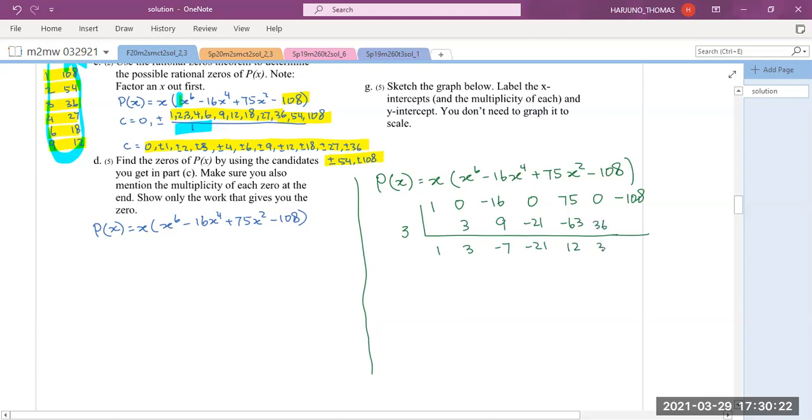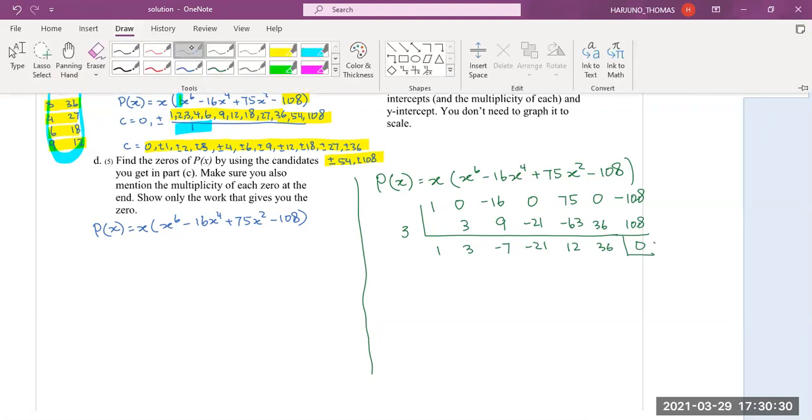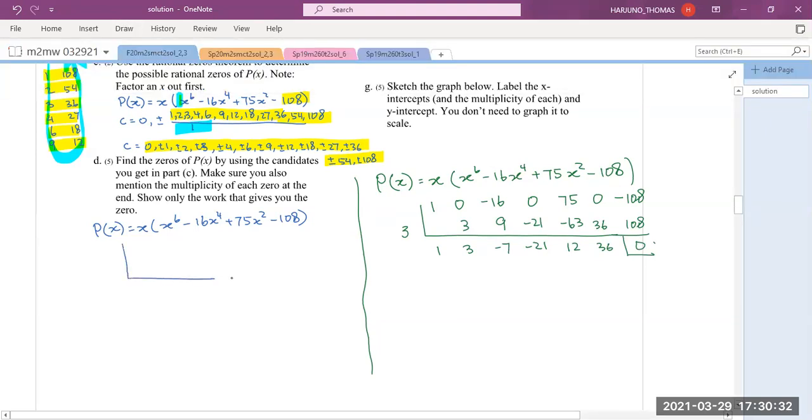Hey, it works. Lucky us. So 3 is a 0. Okay, 3 is a 0. Nice. So 1, 0, negative 16, 0, 75, 0, negative 108. The nice thing in this case is that because 3 is a 0 and we know it's an odd function, negative 3 later on must also be a 0.